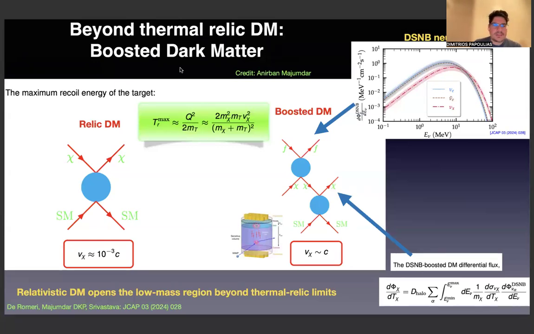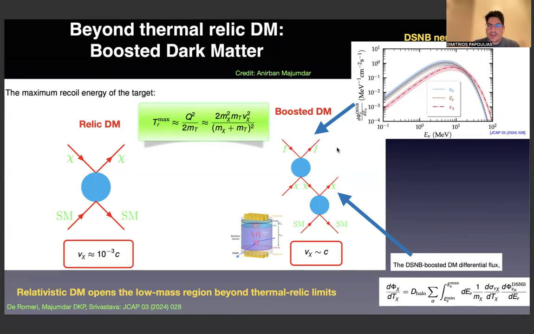So, of course, the relic dark matter will just come in the Earth and interact with the detector, but it is a non-relativistic scattering. In the case of boosted dark matter that I will be discussing here, we have the following setup. So we have the dark matter in the universe before reaching the detector, but these dark matter particles may have interacted already with, for example, the diffuse supernova neutrino background. And after this interaction, these dark matter particles have been accelerated to relativistic velocities.